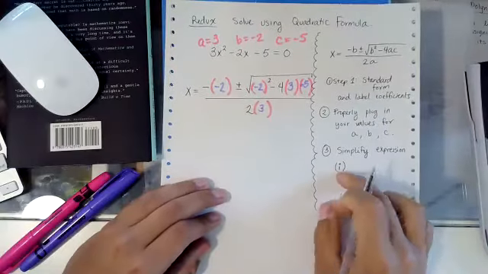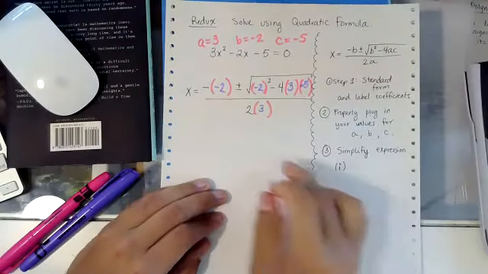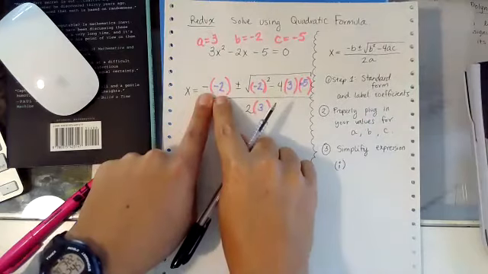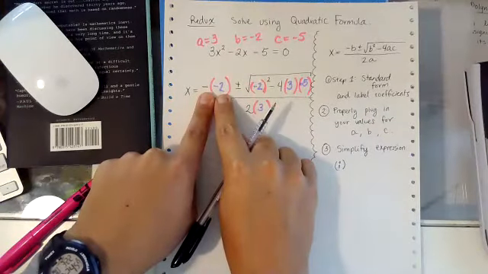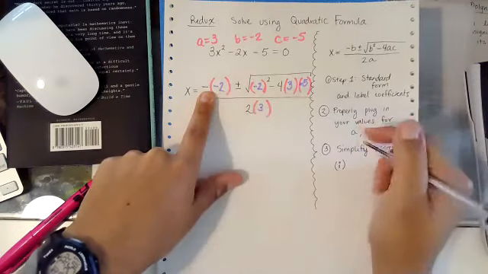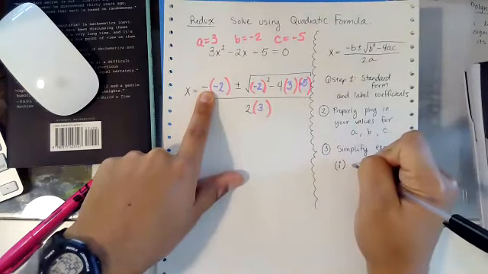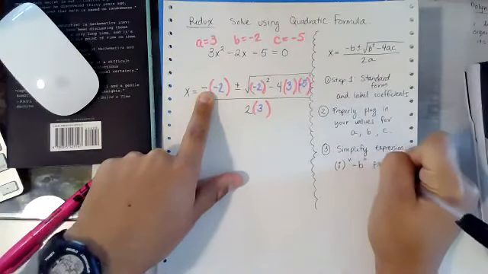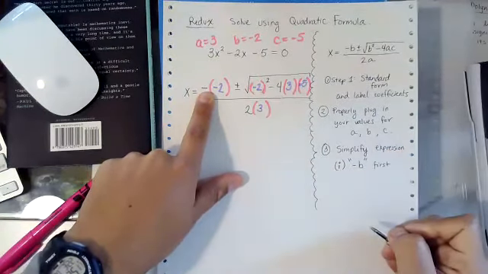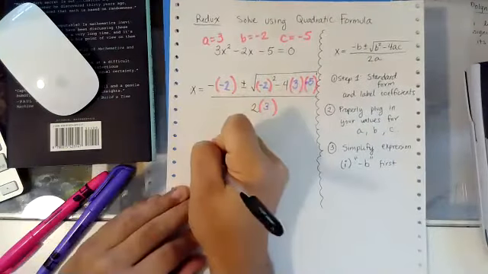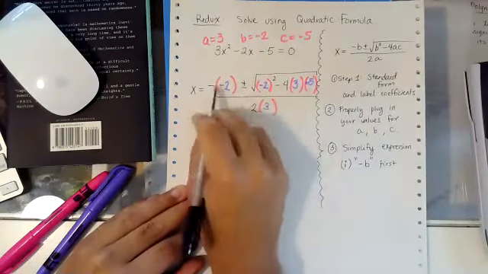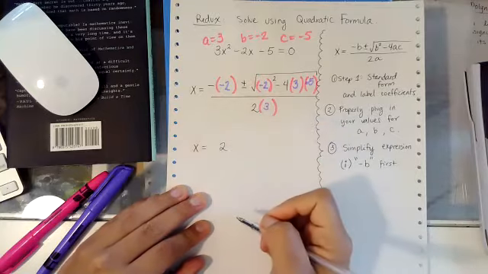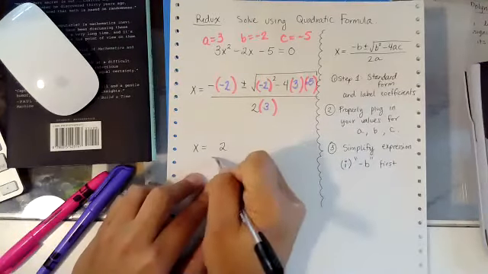The first thing that I usually simplify is if you have a negative here, just call that positive. So simplify the negative b first. So what I would say is that this is x equals negative negative 2, which is going to be 2. Okay.